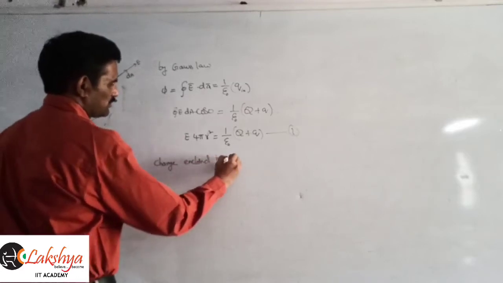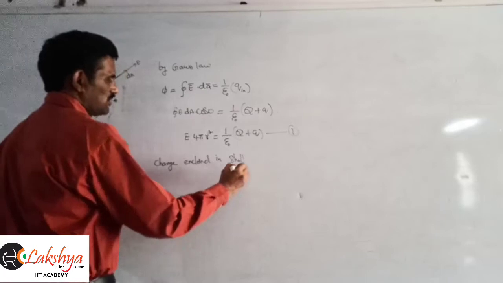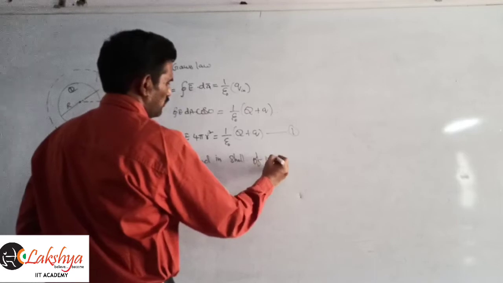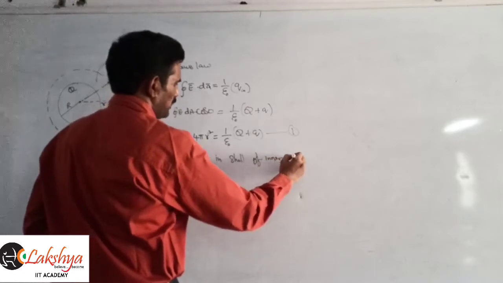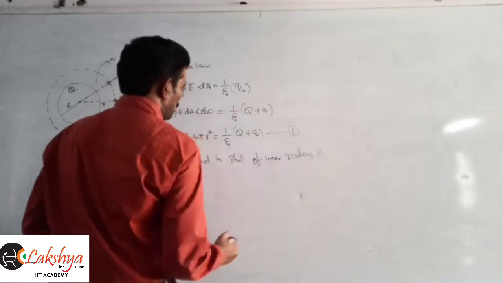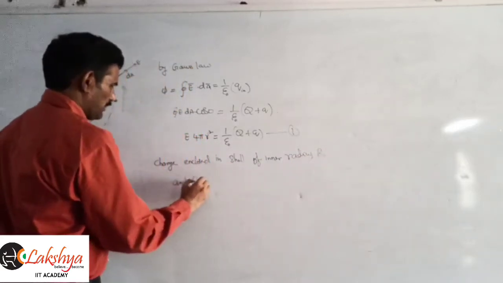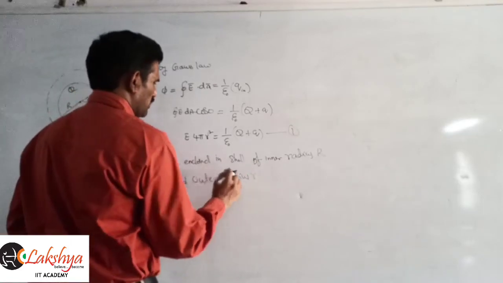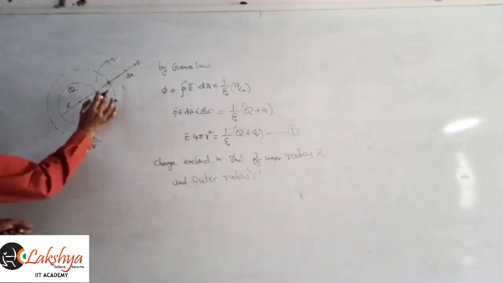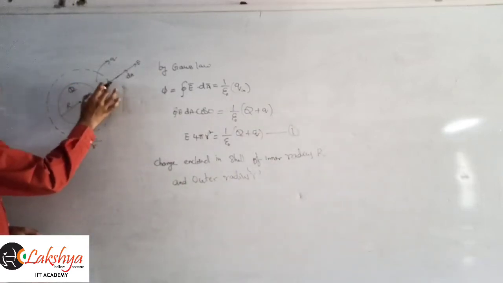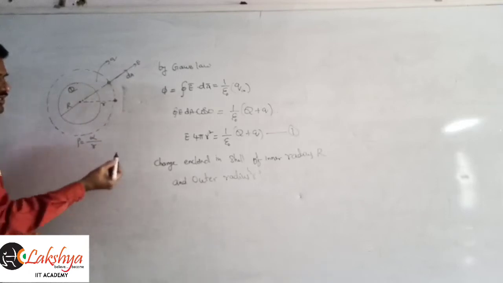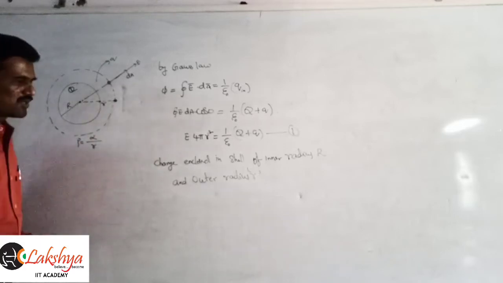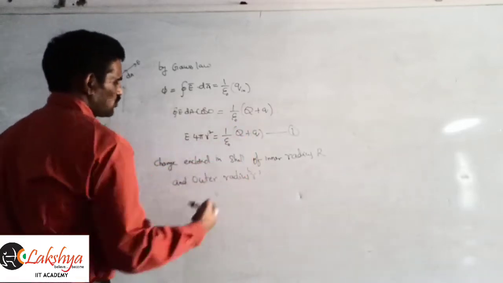Charge enclosed in a shell of inner radius capital R and outer radius small r. Got it? That means we are taking this as a shell. Now we are going to calculate the charge enclosed within this shell of inner radius capital R and outer radius small r. That is our calculation here. That means we are going to calculate this small q value here.